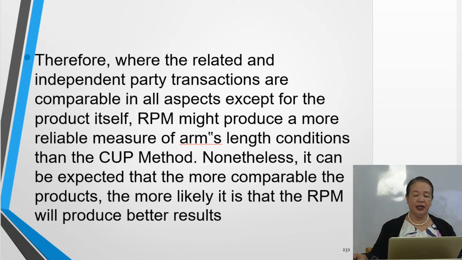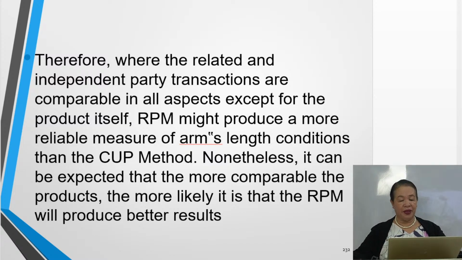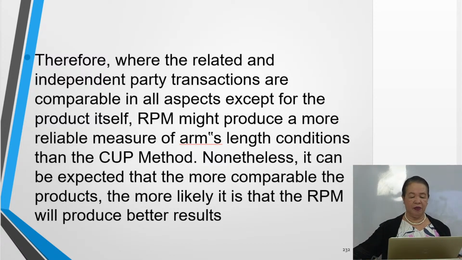So where the related and independent party transactions are comparable in all aspects, except for the product itself, RPM might produce a more reliable measure of arm's length conditions than the CUP method. Nonetheless, it can be expected that the more comparable the products, the more likely it is that RPM will produce better results.